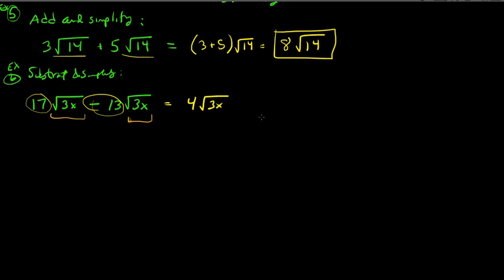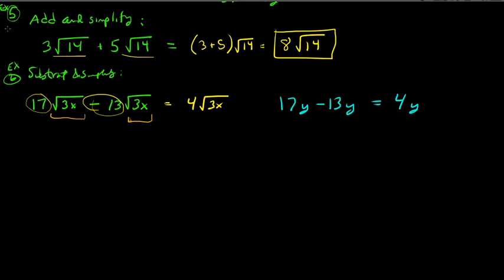Right? And let me remind you, this is no different than if you did 17 times y minus 13 times y. You would immediately recognize this, I hope, as 4 times y, right? So you can just think about the y here as being this complicated expression, the square root of 3x, but that's just like the y here. Same idea.